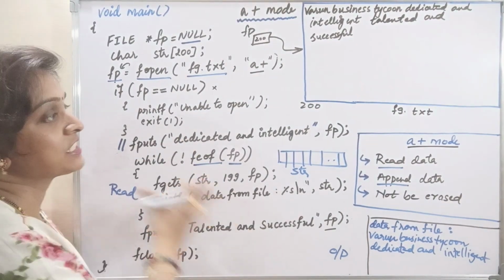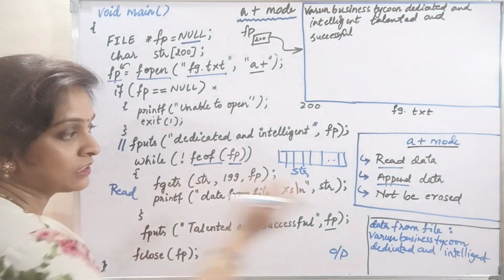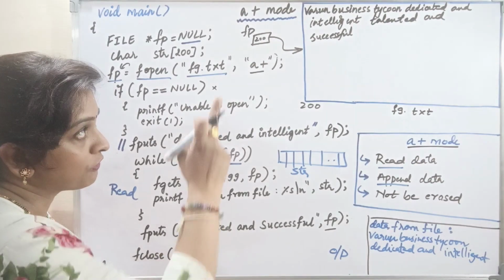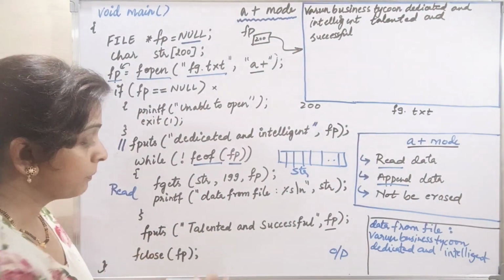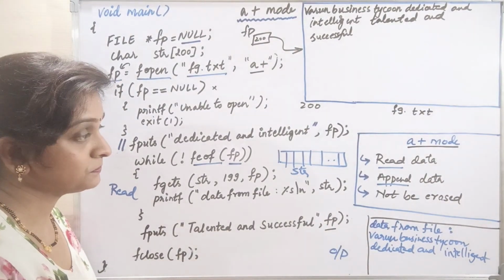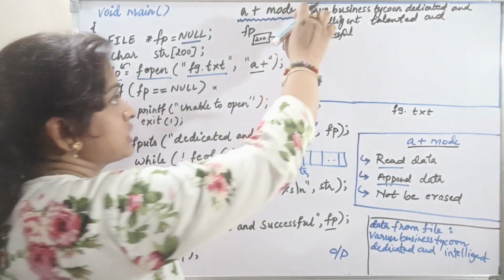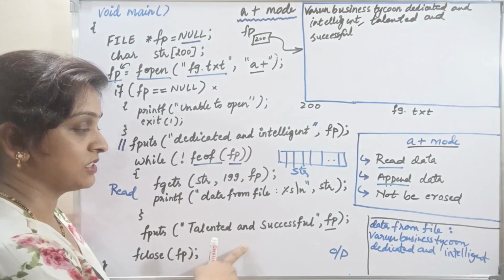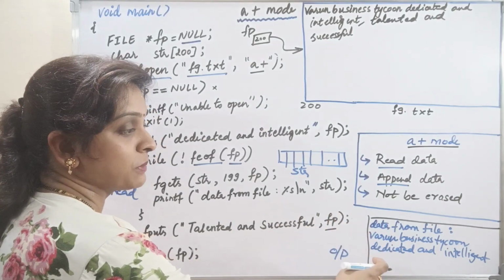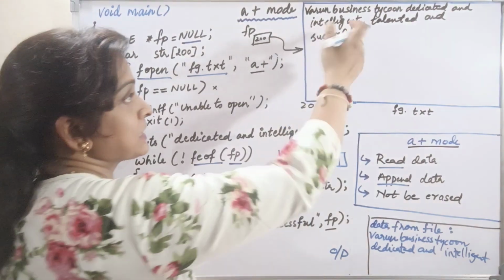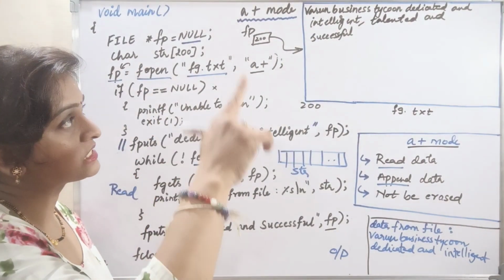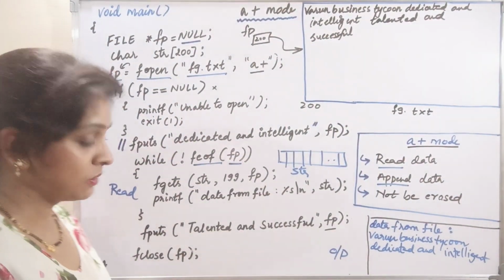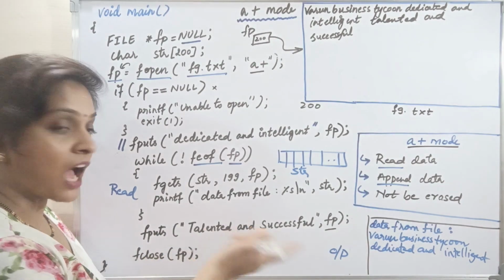Now, what happens when I execute this program? I am going to read the data and get this output from the file. Then I am going to append this data from the end of the file, talented and successful. But this data I am not going to get in the output. I am fetching the data from the first pointer up to here, intelligent. That's it. Later I add this. For the output you get only this much. But when you go to the file F9, you get the complete data: Varun, business tycoon, dedicated and intelligent, then talented and successful. Because this is what I wrote after fetching the data.